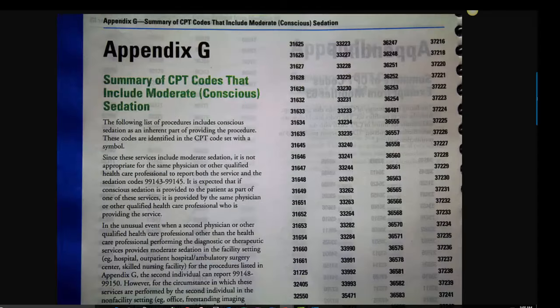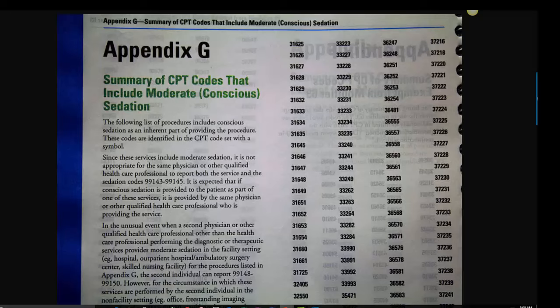Our next symbol is the bullseye, and these codes can be found in Appendix G. The codes here mean that they already include conscious sedation, and it would not be coded separately. You will also notice that many of these codes begin with a 3 or a 4, and the reason is because they are colonoscopies, upper endoscopies that are always done with some type of conscious sedation, so it's not necessary to add another code to show that.